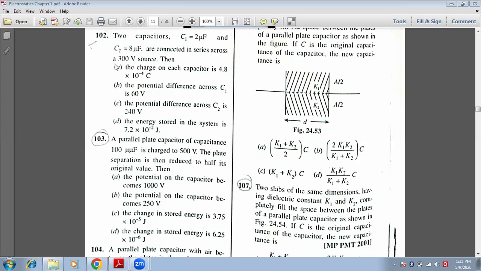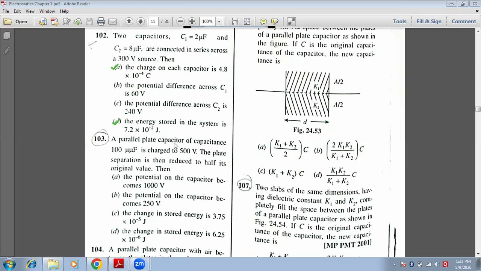Correct answer: option A, the charge on each capacitor is 4.8 into 10 raised to the power minus 4 coulomb. And option D, the energy stored in the system is 7.2 into 10 raised to the power minus 2 joules.